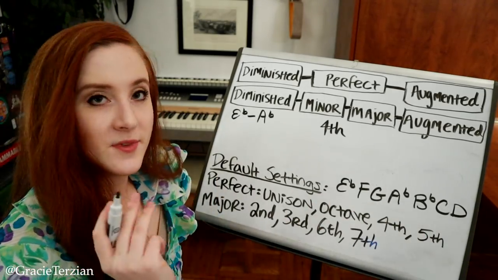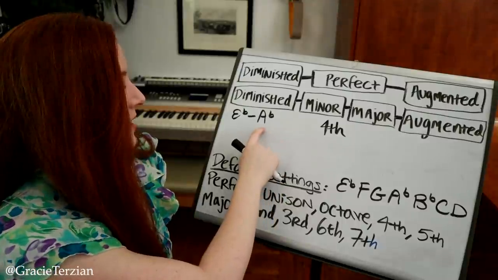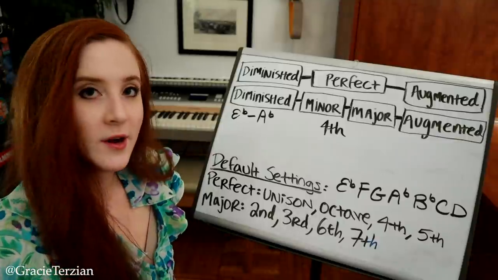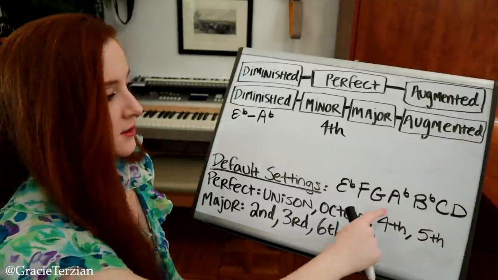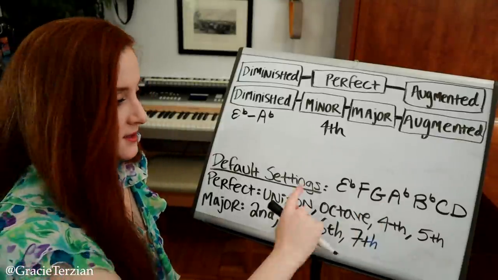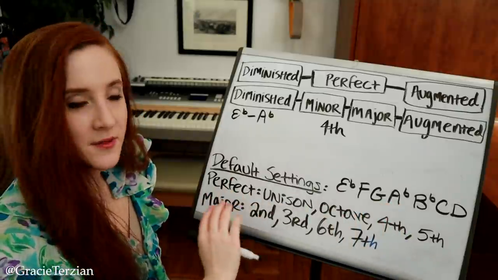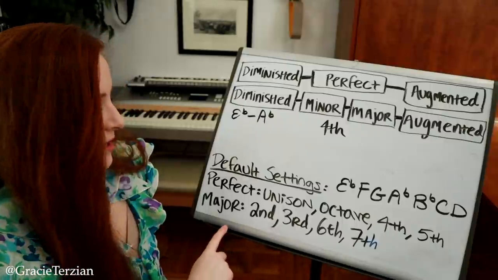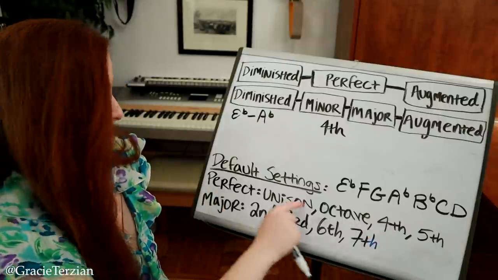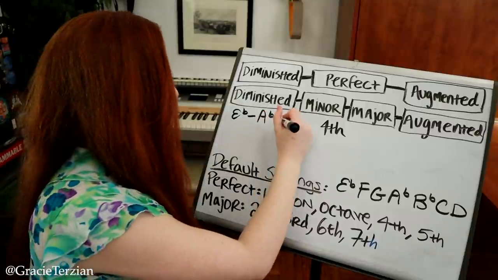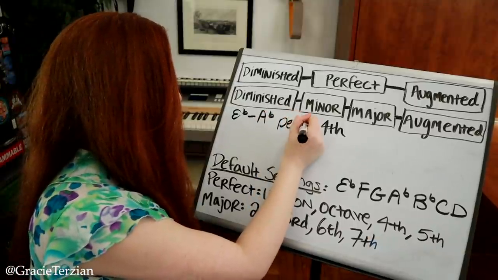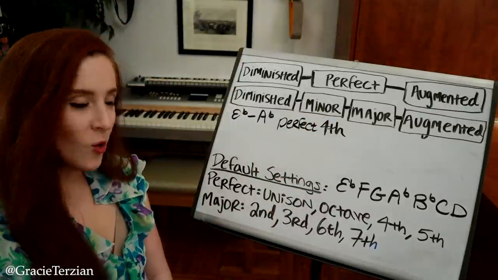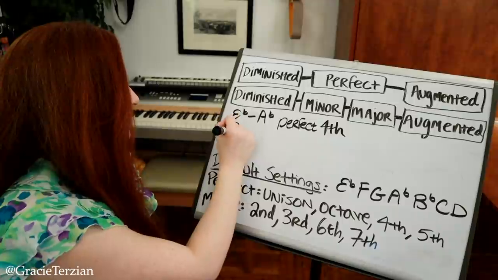We wrote that out. Now, step three is we're going to look at that note A flat, that second note in the interval, and we're going to ask ourselves, hey, is A flat anywhere in that major scale? And yes, it is. Look, it's right there. So since it is part of the scale, we get to use the default settings for a fourth. So what's the default interval quality name for a fourth? Right, it's perfect. Therefore, this is a perfect fourth.